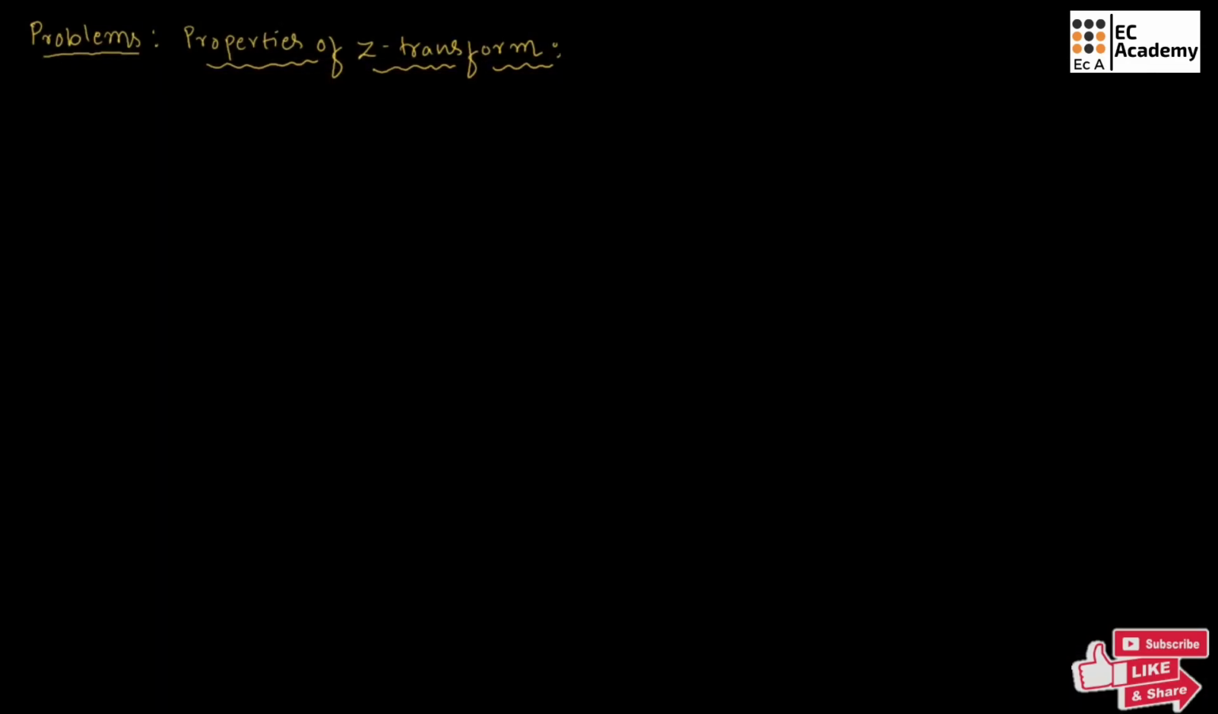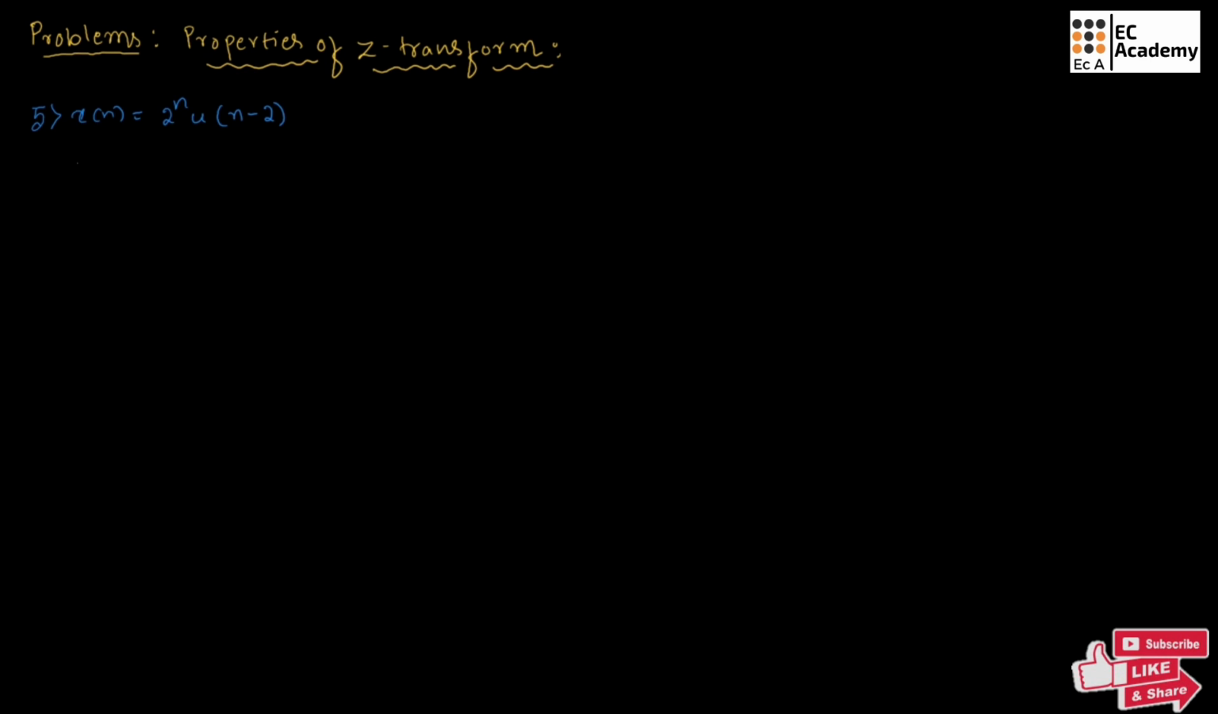In this lecture, let us understand the problems on Z transform using the properties of Z transform. This video is the continuation from our previous video. Let us consider a problem where x of n is given as 2 to the power of n u of n minus 2. So for this problem, we need to solve this in different steps.